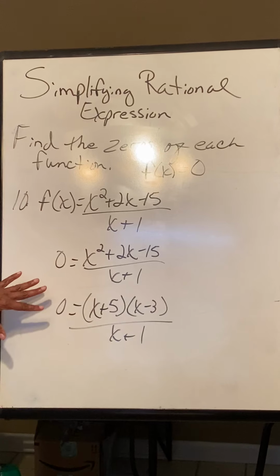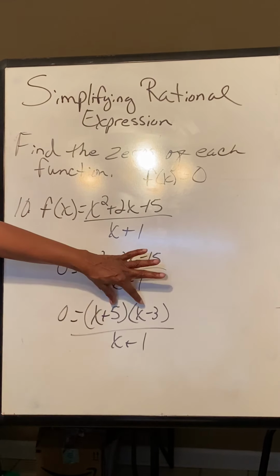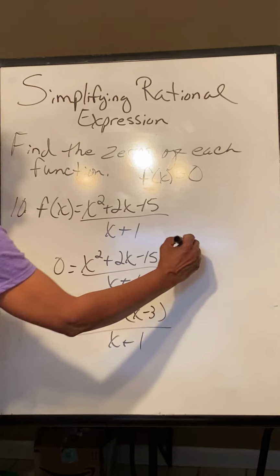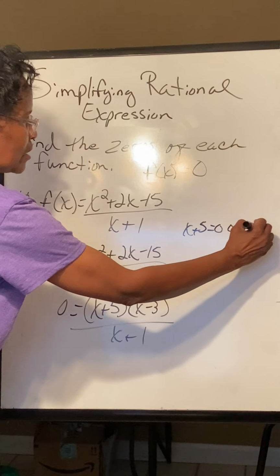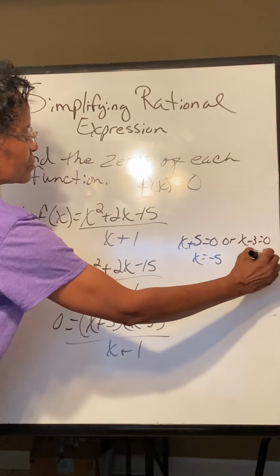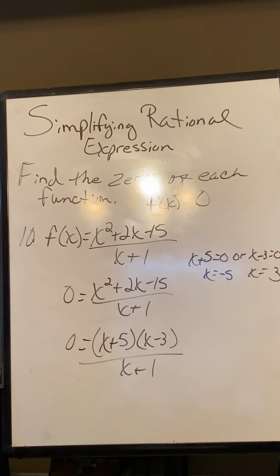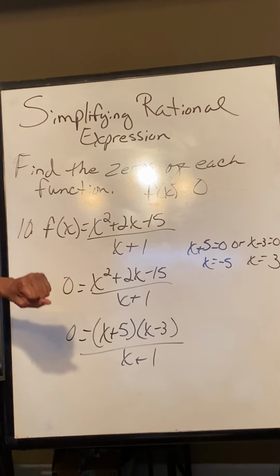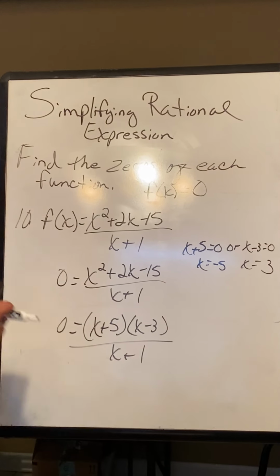I can't do any cancellation on that problem, but I need to find my zeros. So I'm going to take whatever is left in my numerator, and I'm going to set each one of those factors up to be equal to 0, again, separated by that word or. So the zeros for this problem would be a negative 5 and a positive 3. So if I let x be a negative 5, my numerator would become 0. If I let x be 3, my numerator would become a 0.